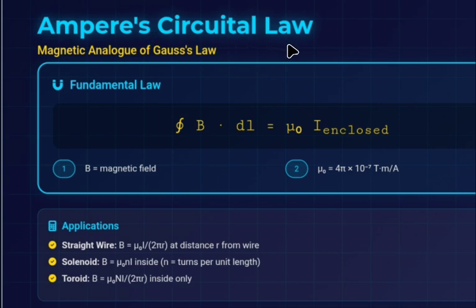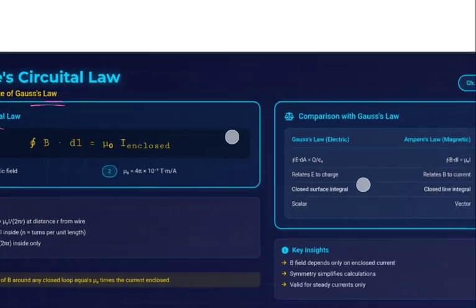Ampere's circuital law. Magnetic analog of Gauss law. Right. It's a fundamental law, that is integral B dot dl is equal to mu naught I enclosed.